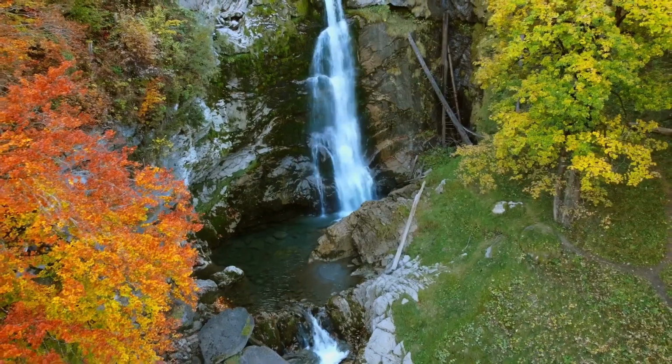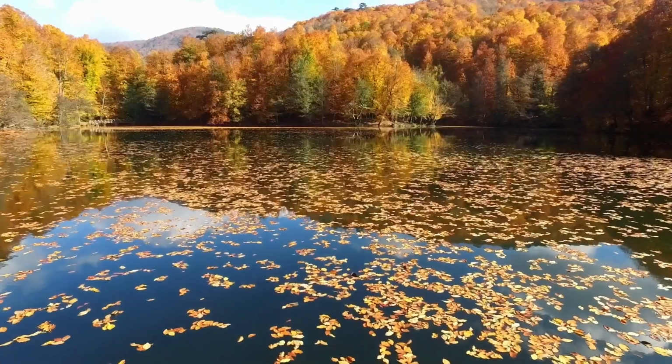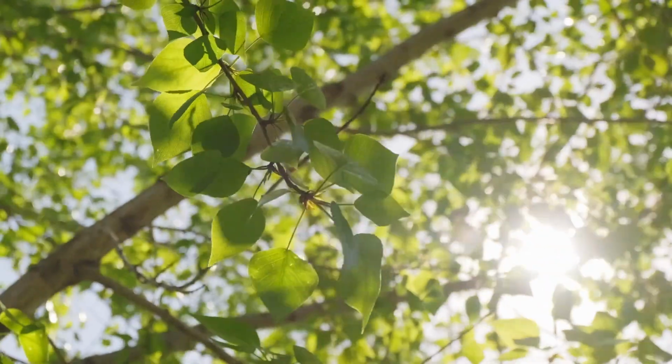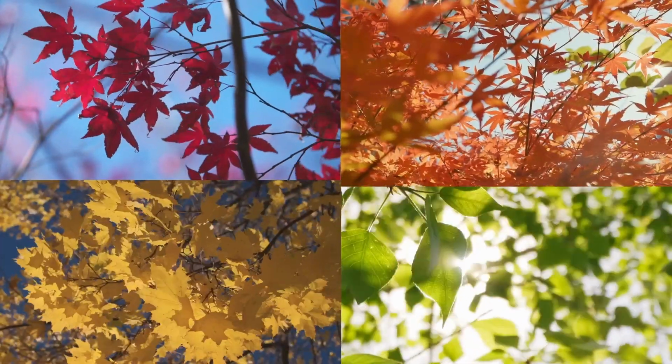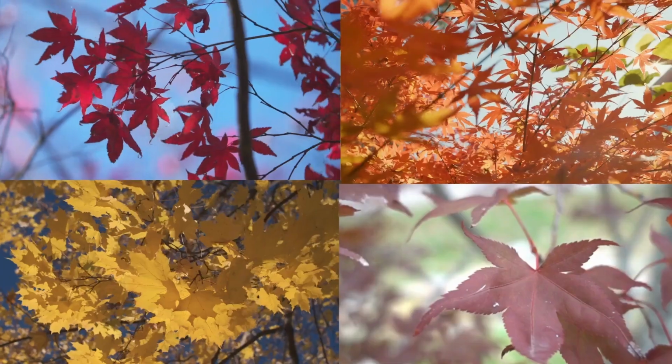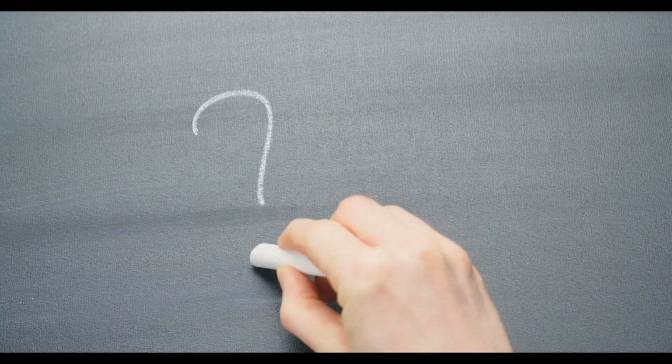Every year, as summer turns to fall, something magical happens. Leaves change from green to brilliant shades of red, orange, yellow, and, if you're lucky, even purple. But have you ever wondered why this happens?